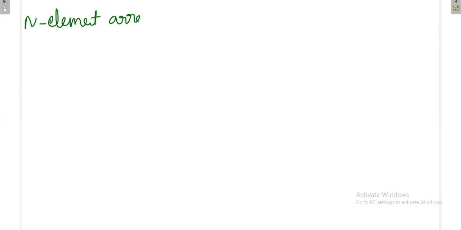N element array. That means what? Instead of 2 elements, I can have any number of elements. Once I have more than one element, n number of elements, then what is the electric field here? What is the electric field here?